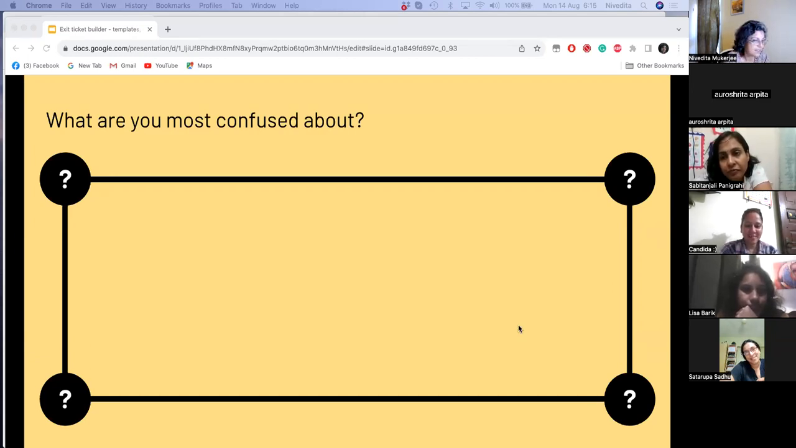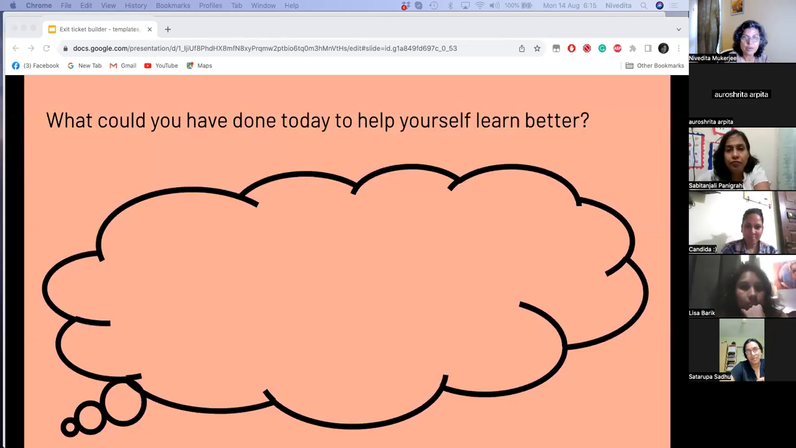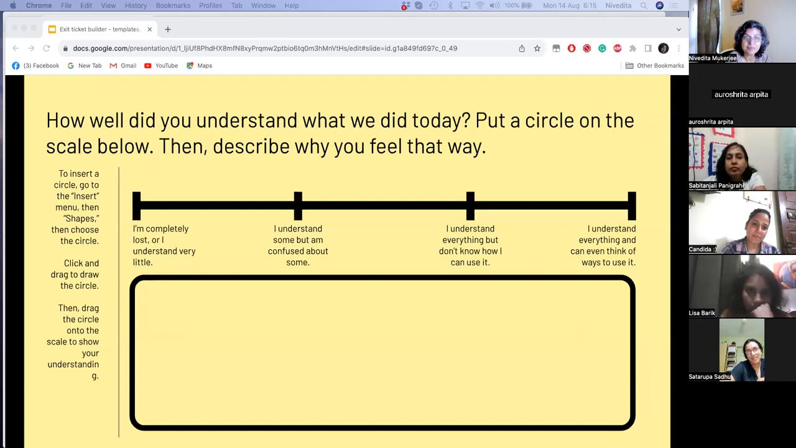Just open your mic and say, which one do you want to choose? Any exit ticket you want to choose? What are you still most confused about? Or what could you have done today to help yourself learn better? Or this one: how well did you understand what we did today? Put a circle on the scale below and then describe why you feel that way. Okay, let's do this one. Anybody go, and tag the other person.